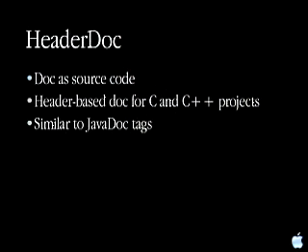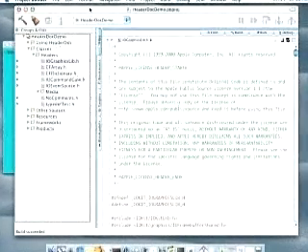So let's talk about what I call the ideal model there, and that's HeaderDoc. HeaderDoc treats the documentation as source code. The documentation resides in the header files in a tagged format. HeaderDoc currently covers C and C++ projects. It's very similar to JavaDoc tags. And I'd like to have Matt Morris come up and show us a HeaderDoc file.